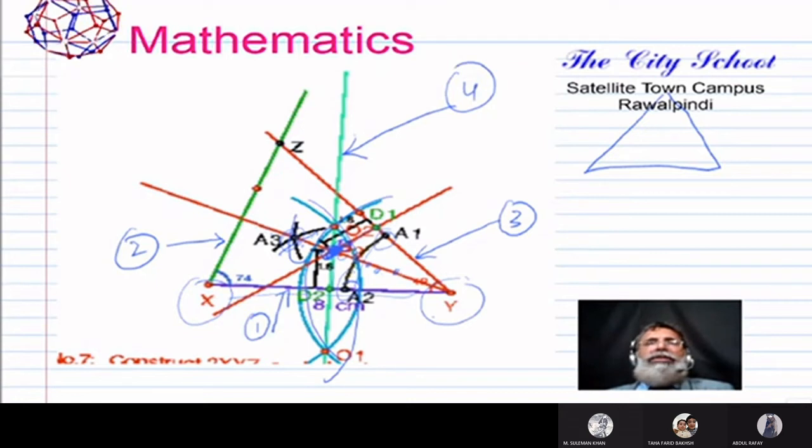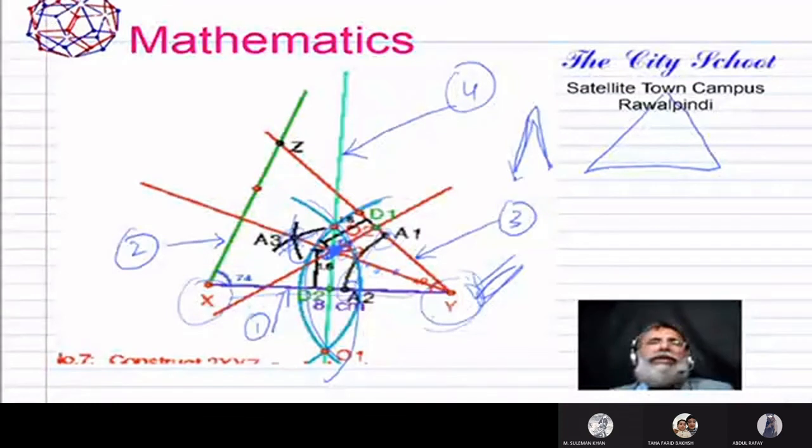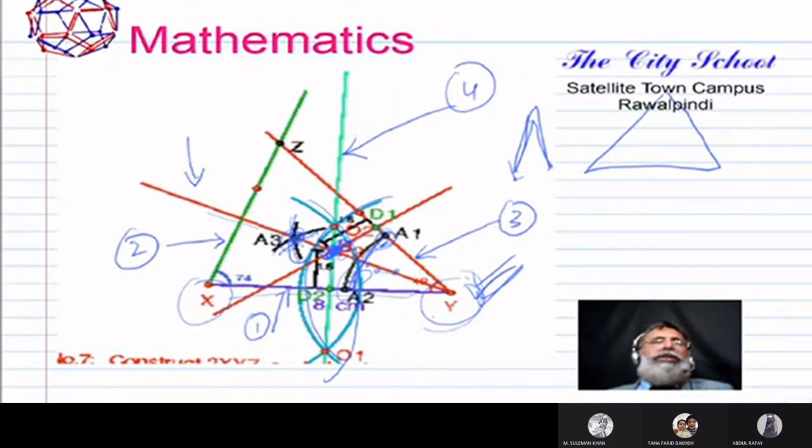And then later on they are asking about the angle bisector of angle Y. So we started from Y, and using the compass we have drawn an arc which is intersecting at 2 points, A1 and A2, and from these 2 points we have drawn arcs which are intersecting each other at some point. So we have drawn this angle bisector, which is our working number 5.